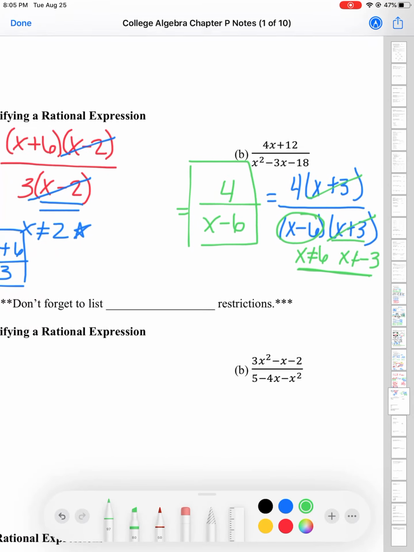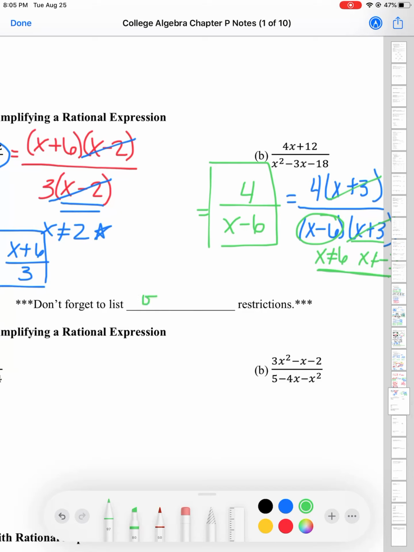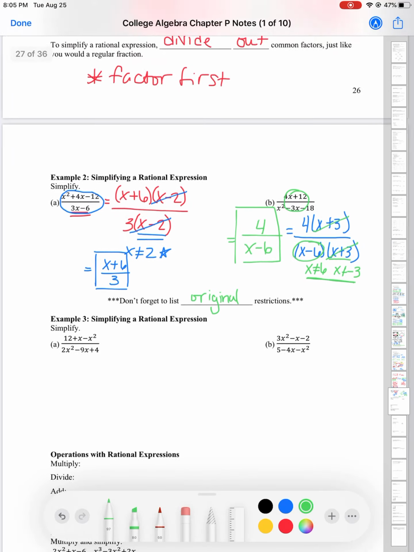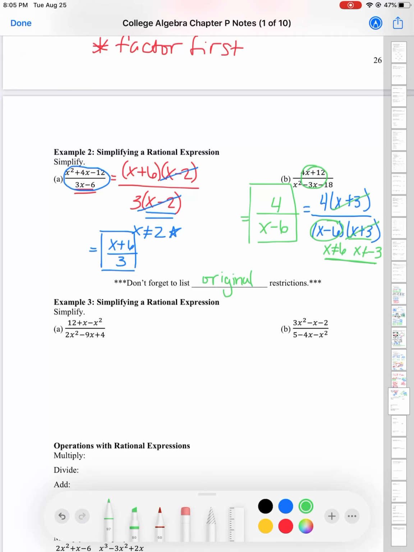with these excluded values. So don't forget to list original restrictions. We don't wait till we have our final simplified answer to list restrictions. We do it with our original factored answer. So once you factor the original problem, then you list restrictions.